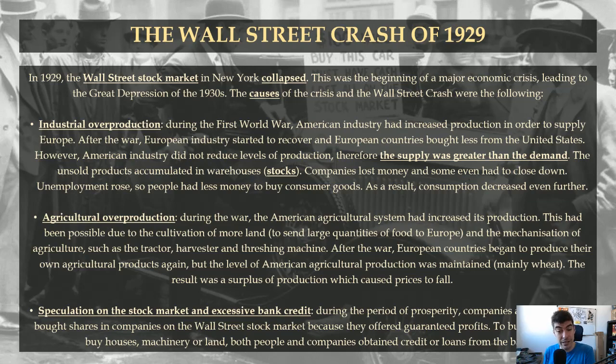And finally, the speculation on the stock market and excessive bank credit. Why? Because in times of prosperity, the companies and also the individuals, since it's very easy to make money in the stock market, started to buy more and more shares of these companies, because the prices are constantly rising, and they even asked for loans to buy these shares in the stock market.